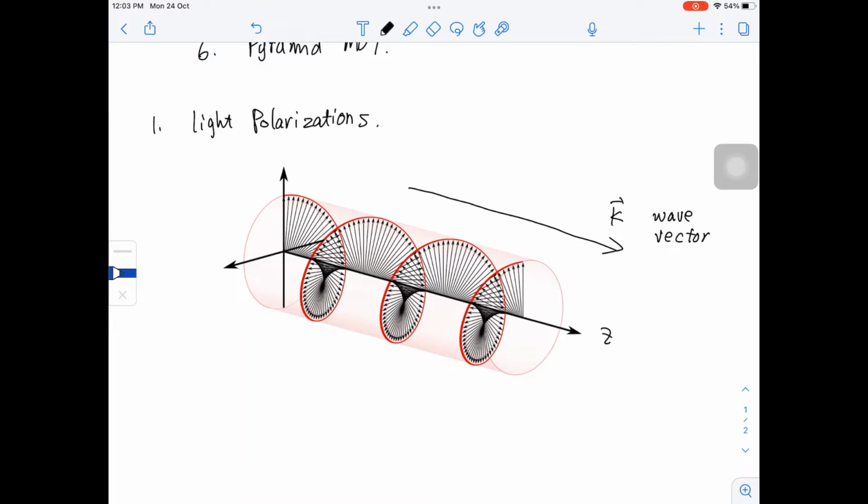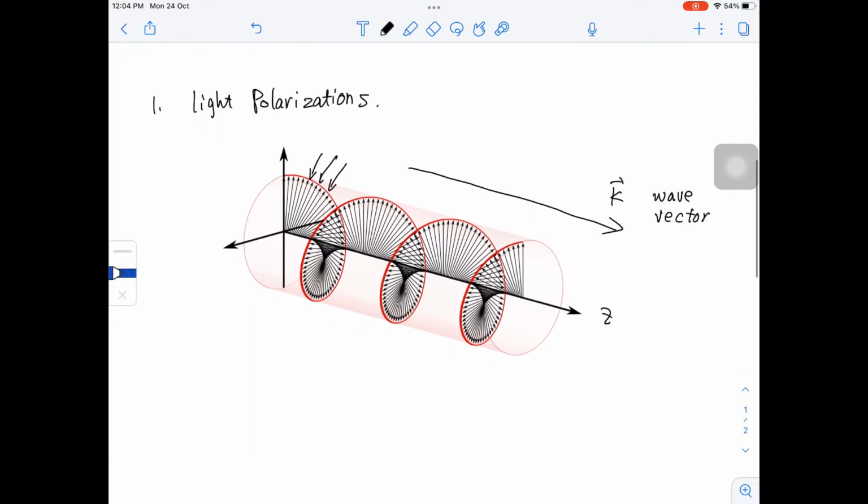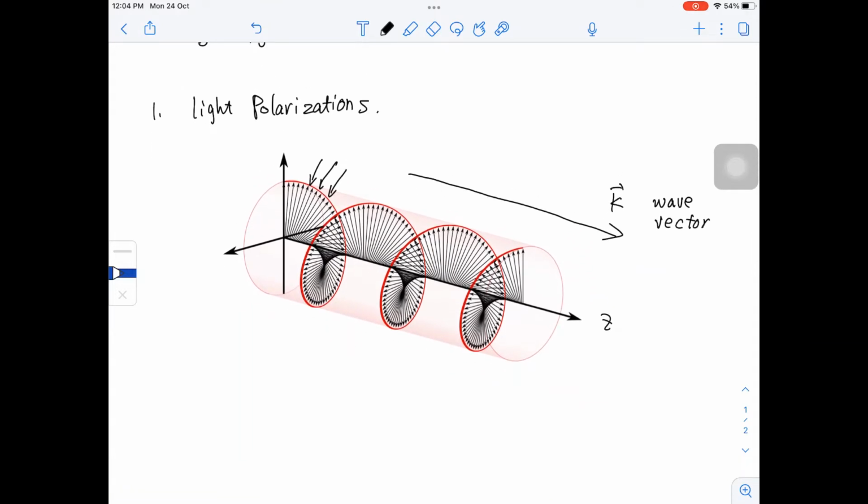And these small arrows are the electric field direction. As you can see, along the propagation direction, it is not fixed. It is actually rotating along the z-axis, along the k vector. And we call this scenario circularly polarized light.